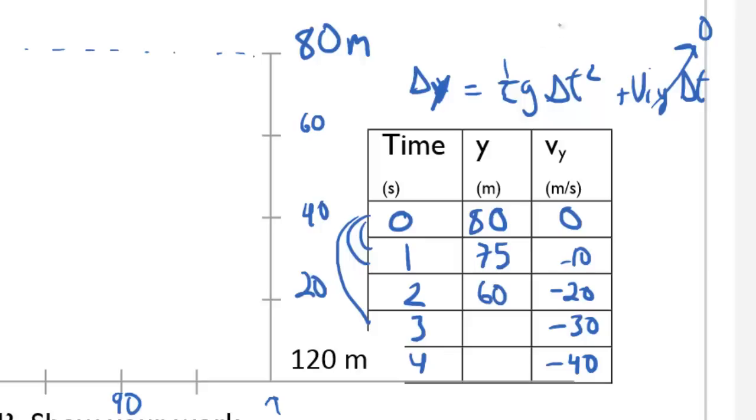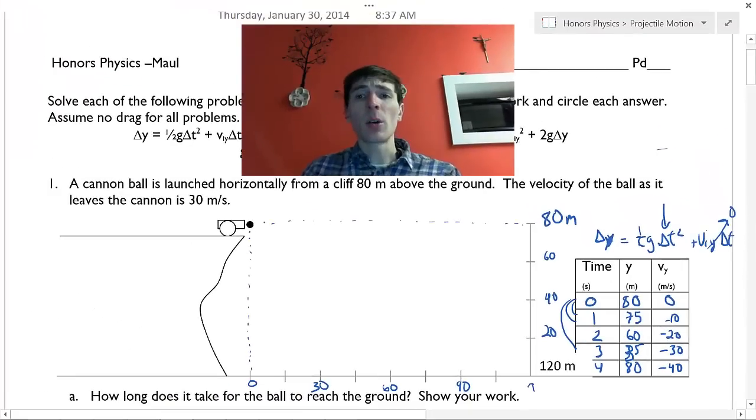After 3 seconds, I plug in a 3 for my delta t. After 3 seconds, we're looking at a fall, a -45 meters is my delta y. So it's going to be 45 away from where it was. Now we're at 35. And then the last fall, after 4 seconds, I've fallen exactly 80 meters. That's going to be where I hit the ground. So we're going to put 80 meters down there. That's my 35. This is really familiar to us.